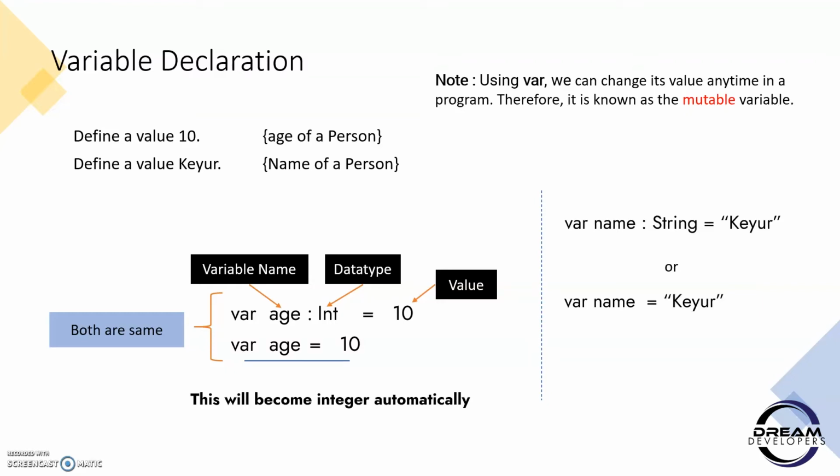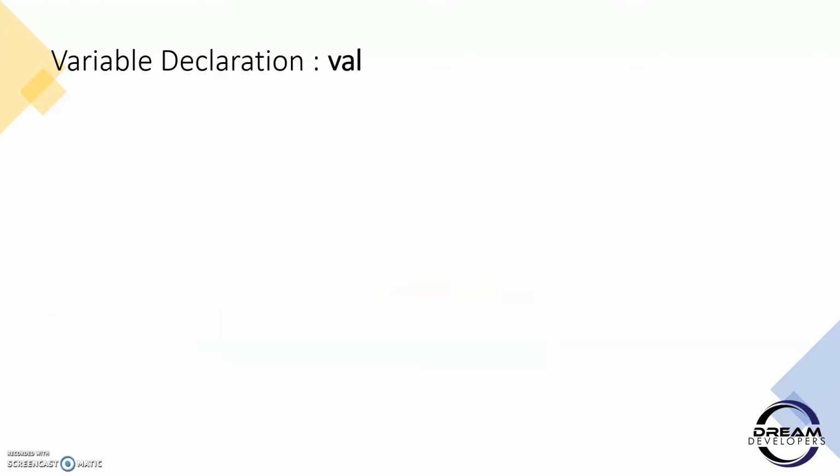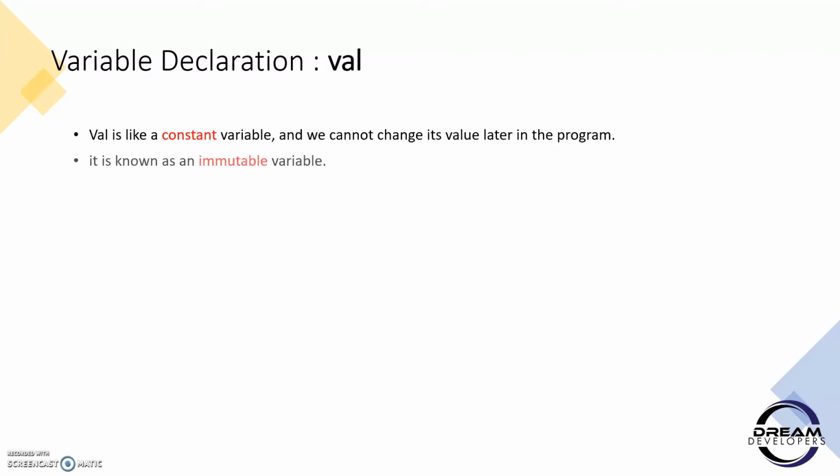Now let's see variable declaration using the val keyword. Val is like a constant variable and we cannot change its value later in the program. It is also known as an immutable variable. Now let's take the example: val age: Int = 10 or val age = 10. These both are the same and we cannot change the value of age throughout the program.